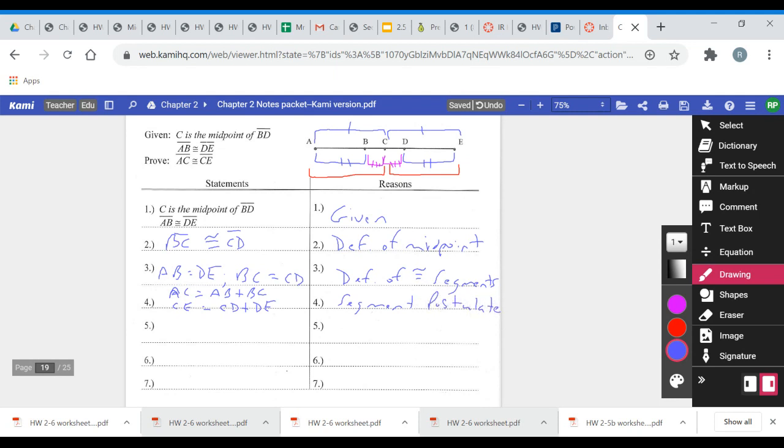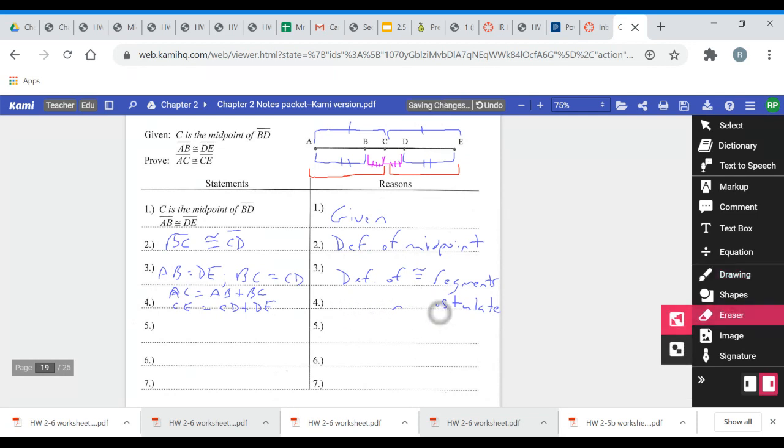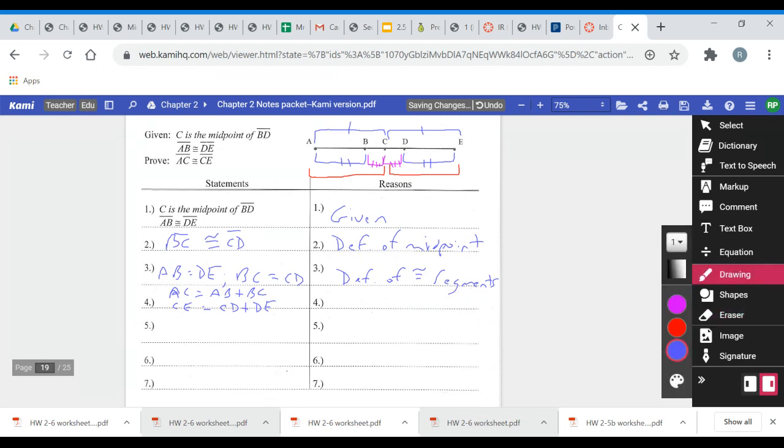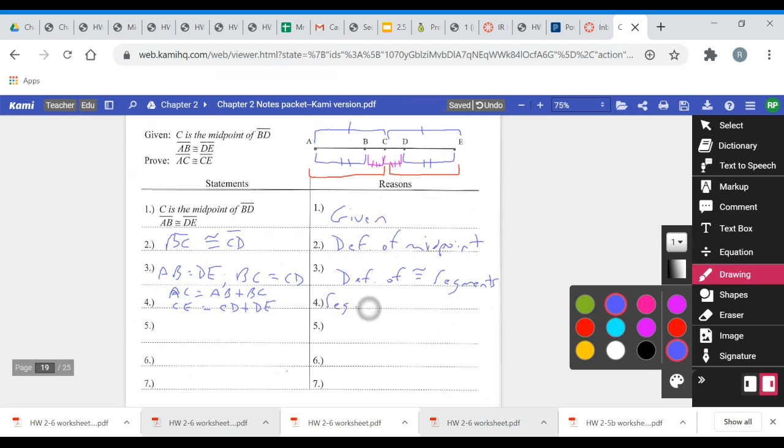Okay, so segment, oops, I forgot the word addition. Actually, let me rewrite that. Sorry about that. Forgot a word. So I'm going to abbreviate that as segment addition postulate. Okay, because I didn't think I was going to fit the whole thing.